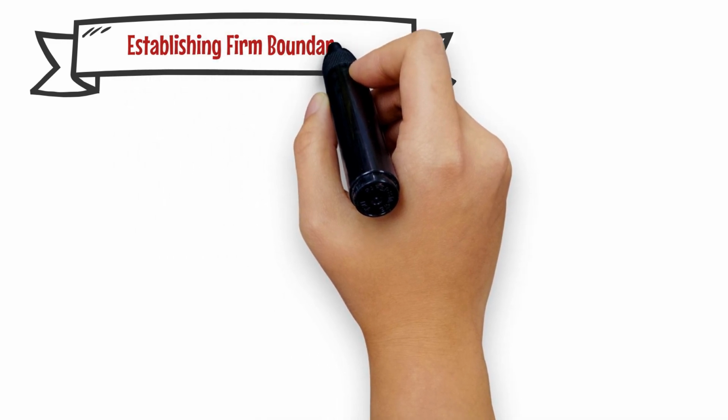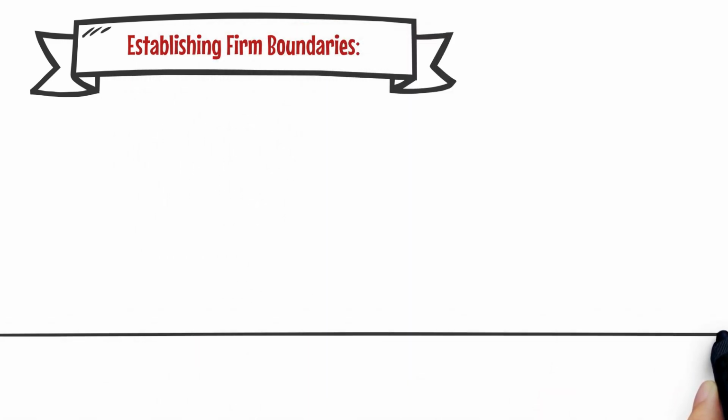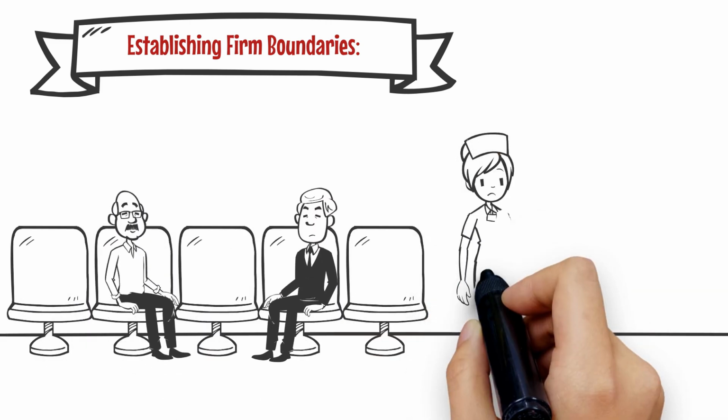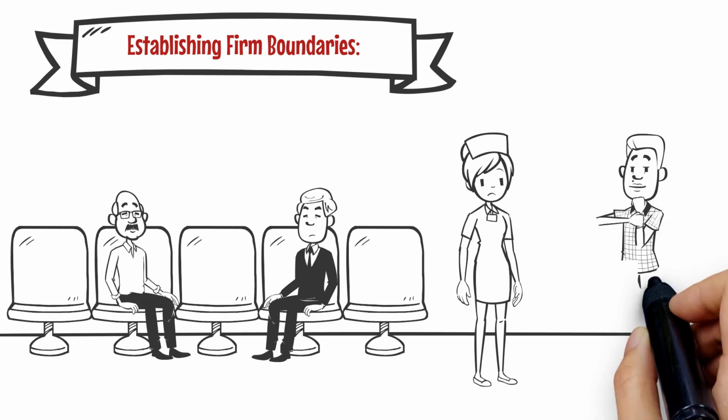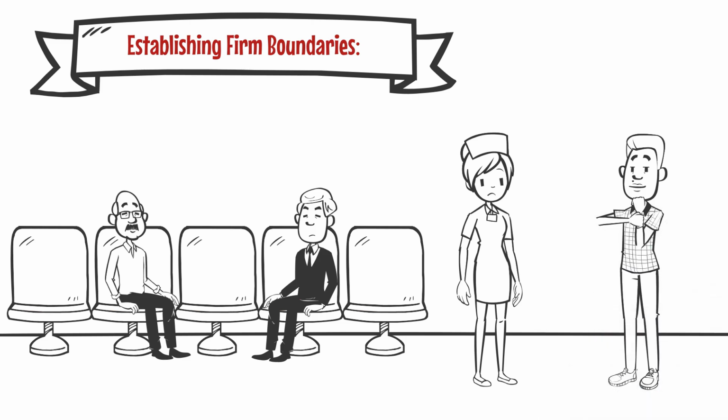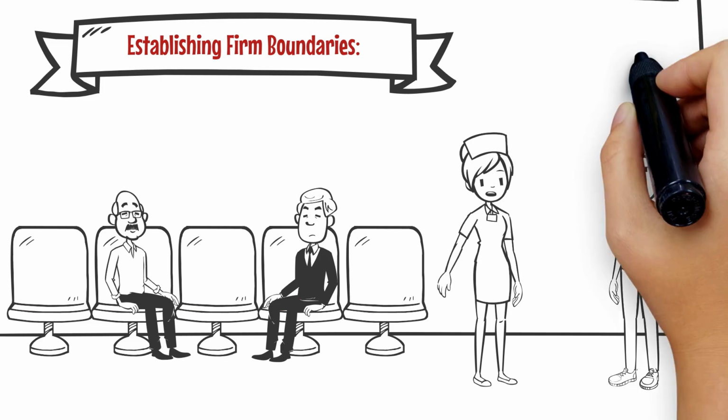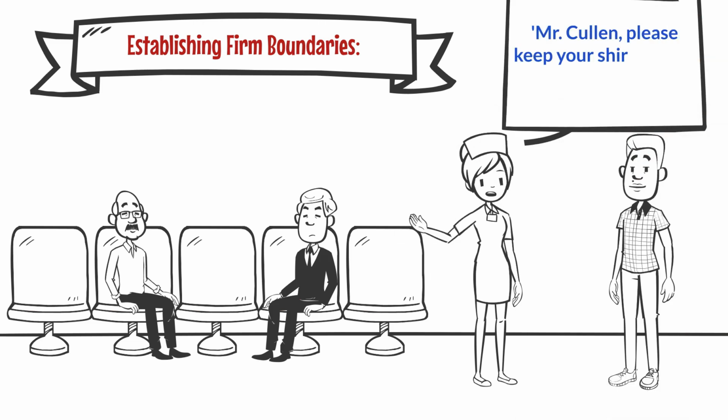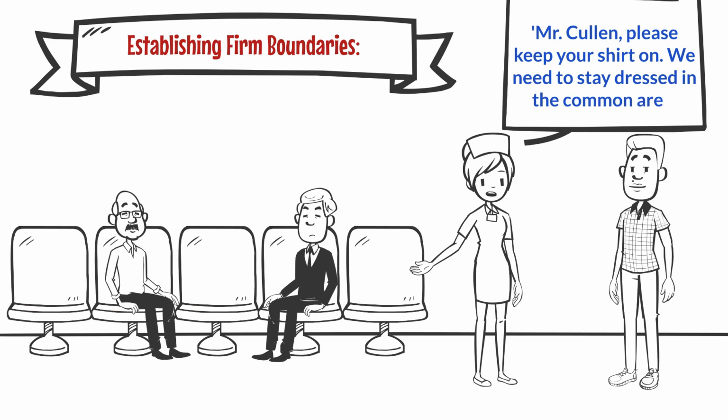Establishing firm boundaries. When a patient exhibits forward behavior, it's crucial to set clear boundaries. For instance, if Mr. Cullen begins to undress, a firm yet respectful response would be, "Mr. Cullen, please keep your shirt on. We need to stay dressed in the common area." This approach maintains decorum while ensuring the patient's dignity.